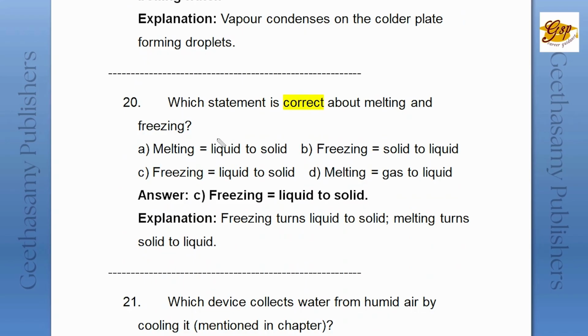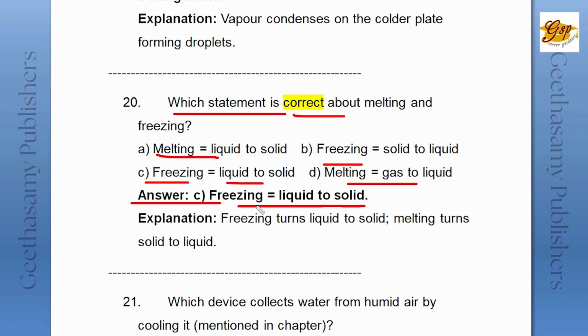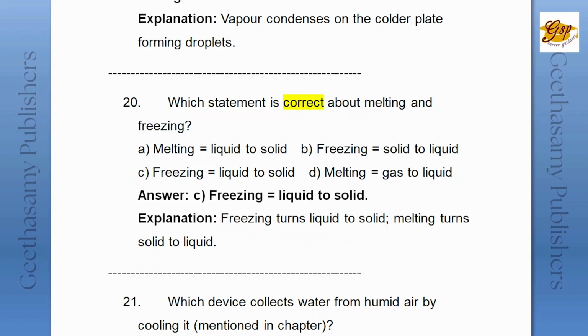And 20th question. Which statement is correct about melting and freezing? A, melting is equal to freezing of liquid; B, freezing is solid to liquid; C, freezing is liquid to solid; D, melting is gas to liquid. The correct answer is C, freezing is liquid to solid. Freezing turns liquid to solid, melting turns solid to liquid. So that's the thing. Fine.